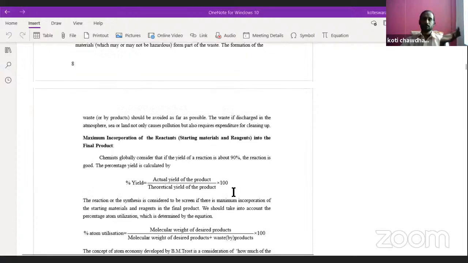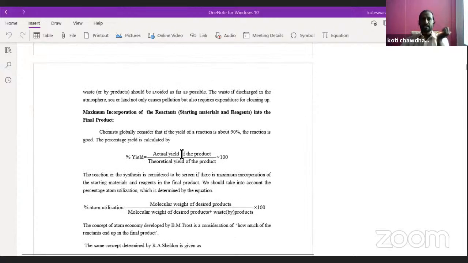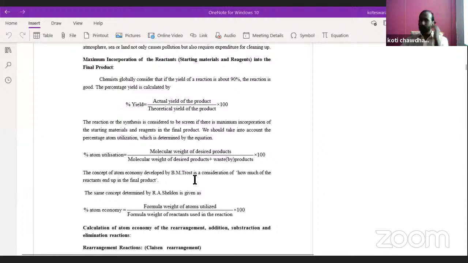Okay, the first thing: yield is calculated as the actual yield of the product, the amount of product obtained in the reaction or synthesis process, divided by the theoretical yield, the amount of product obtained from the theoretical calculation, multiplied by 100. That is the percentage yield of the product. This yield clearly indicates the utilization of atoms during the reaction. Atom utilization is important. Suppose the reactant is converting into product. Suppose the reactant has 100 atoms.